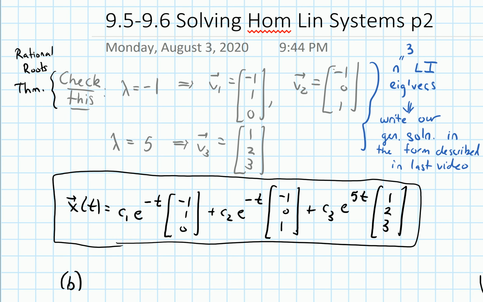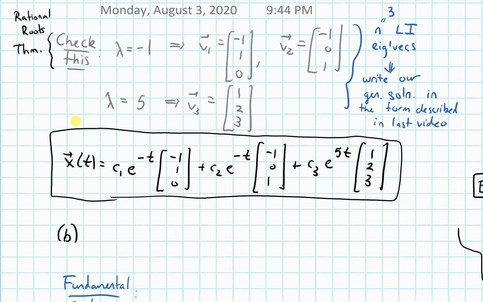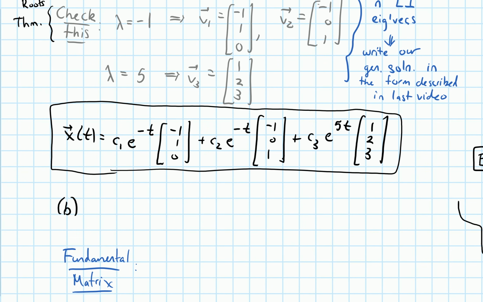So what part B asked us to do was to write the fundamental matrix for this system. To do that, let's take our general solution and write it in matrix form. So if we think about what we have here, we have a linear combination of a bunch of vectors. So we can write this as x of t equals, so the first vector has this -1, 1, 0 being multiplied by e to the -t. If we were to distribute the e to the -t in, we'd get negative e to the -t, and then we'd get e to the -t, and then we'd get 0 for the next entry.